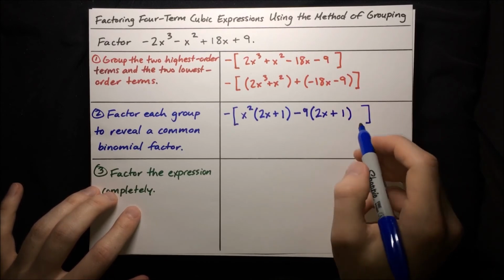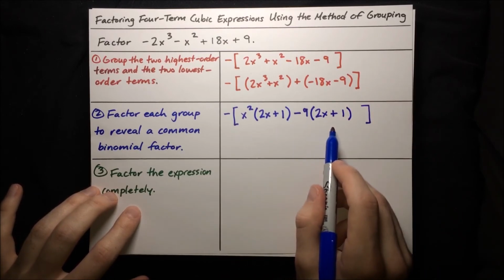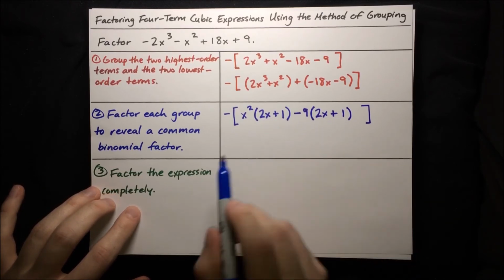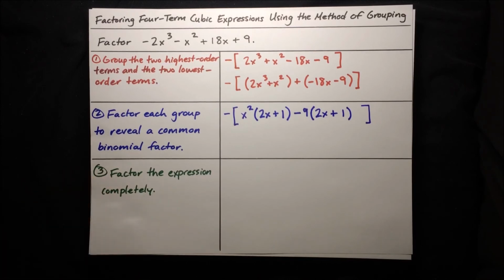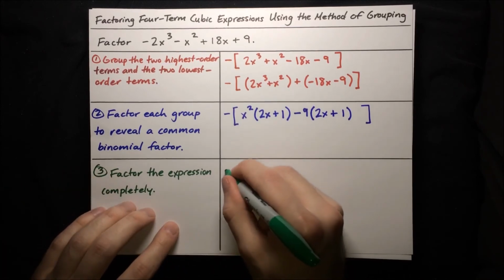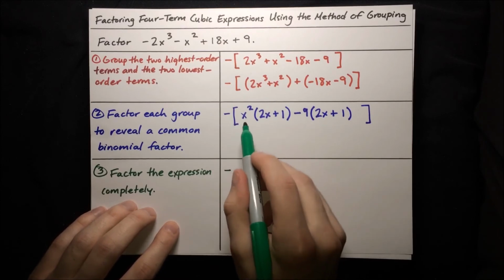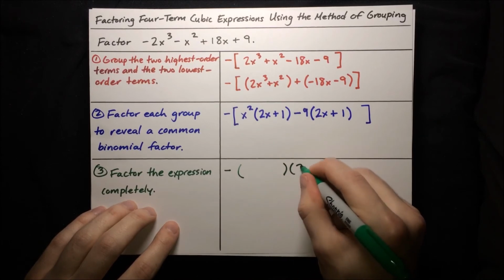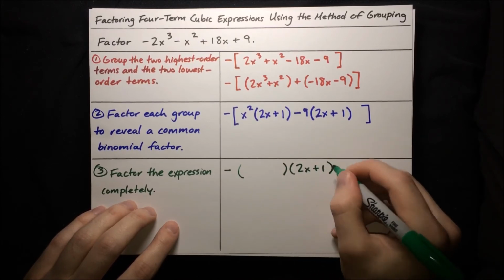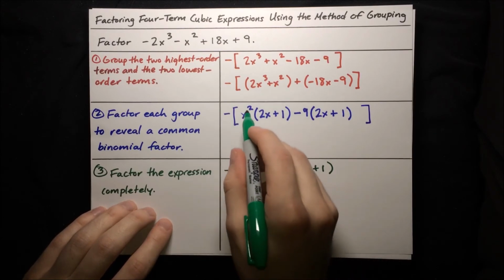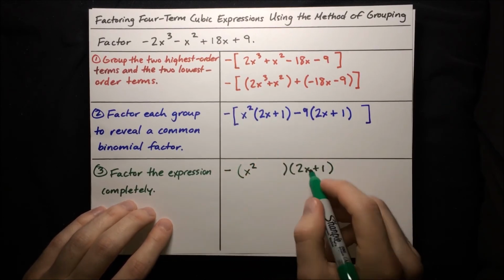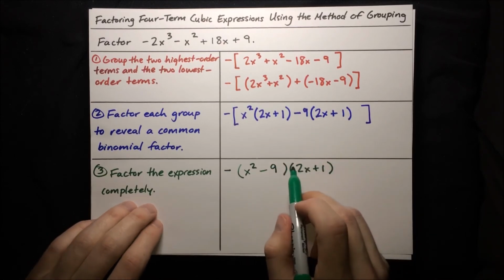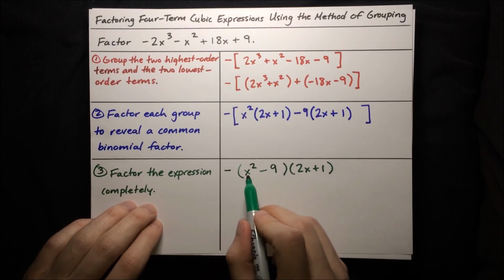Okay, great. So now we've factored the groups, and we've got a common binomial factor, 2x plus 1, 2x plus 1, and now we are ready to factor the expression completely. So let's go ahead and do that. We've got negative, and then let's factor out a 2x plus 1, and then 2x plus 1 times x squared makes this term, then 2x plus 1 times minus 9 makes this term. And then, great, so we just have a leading negative inside of there.